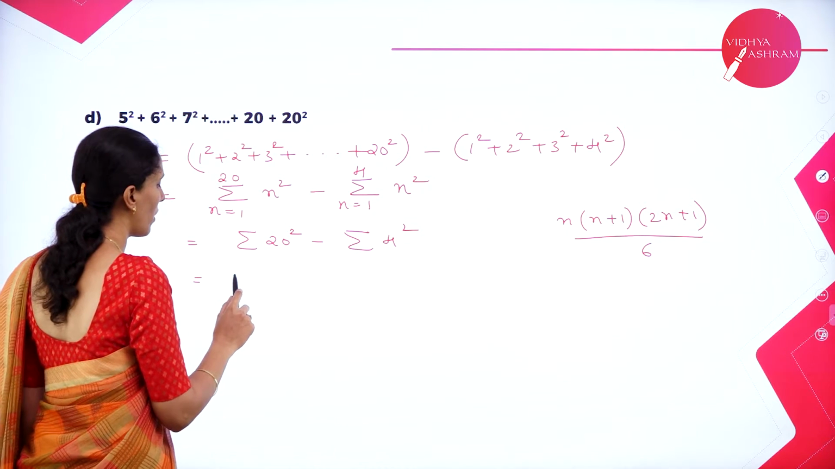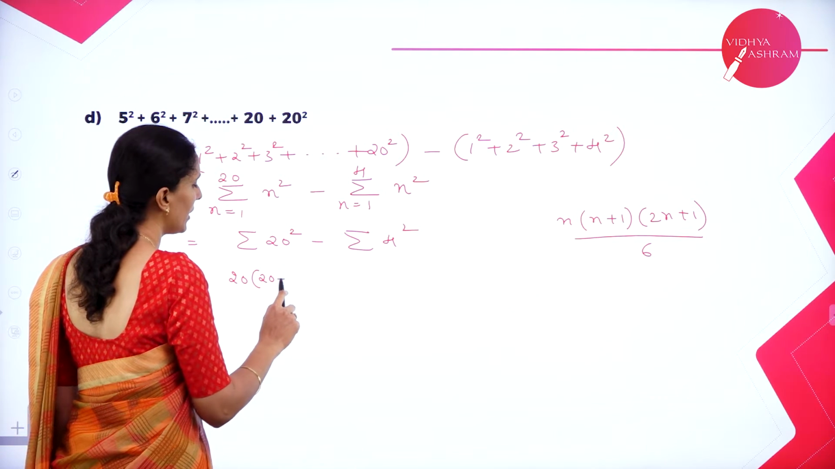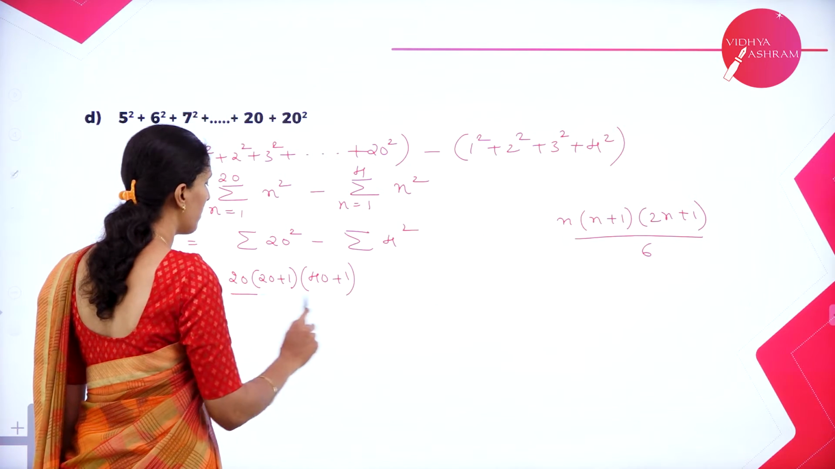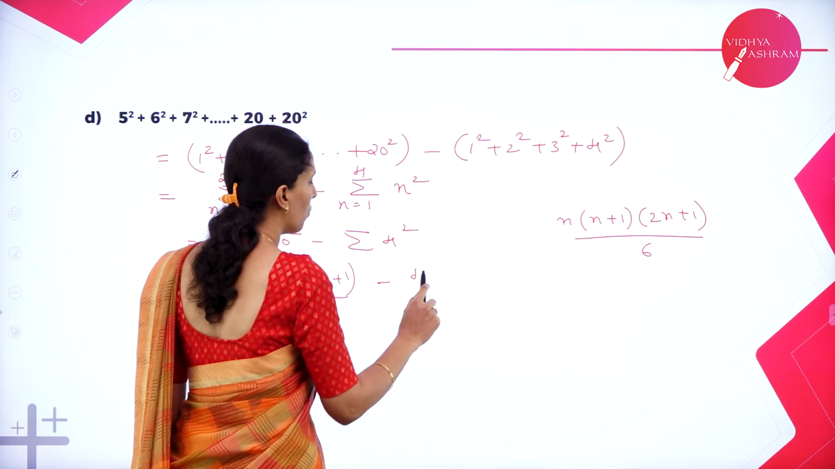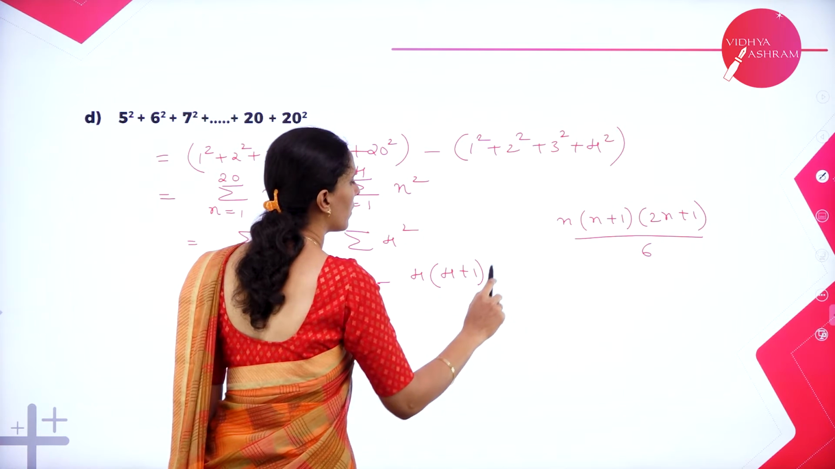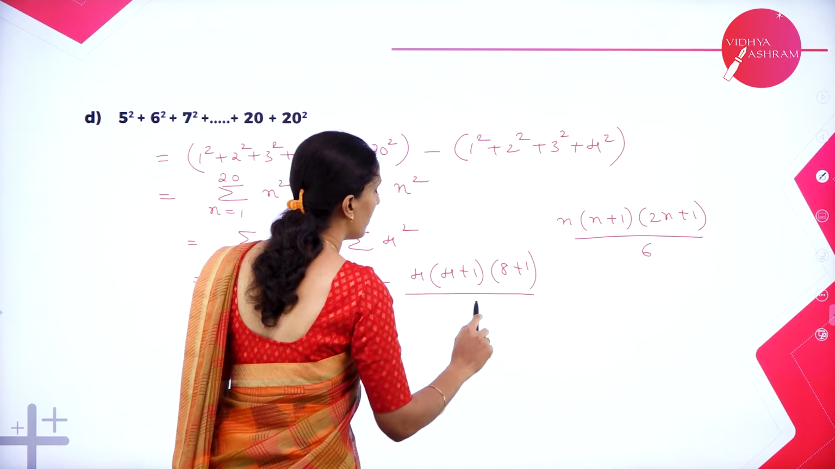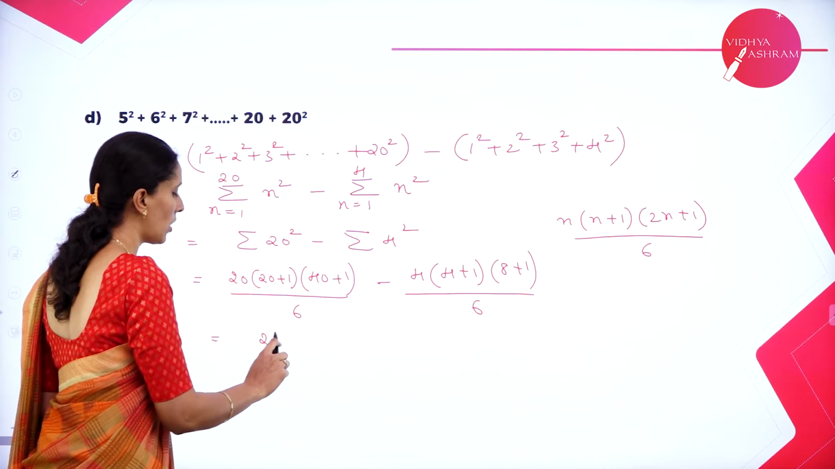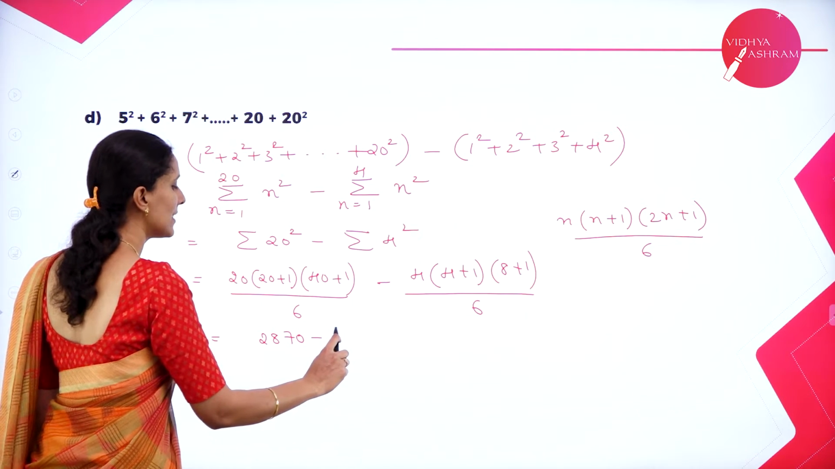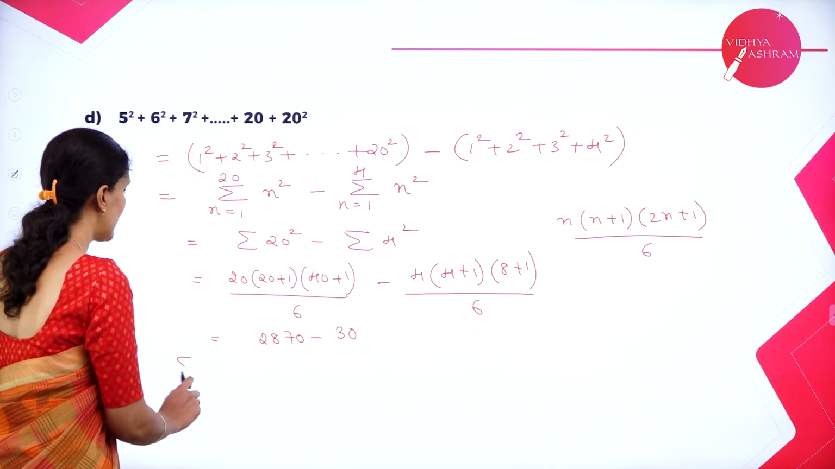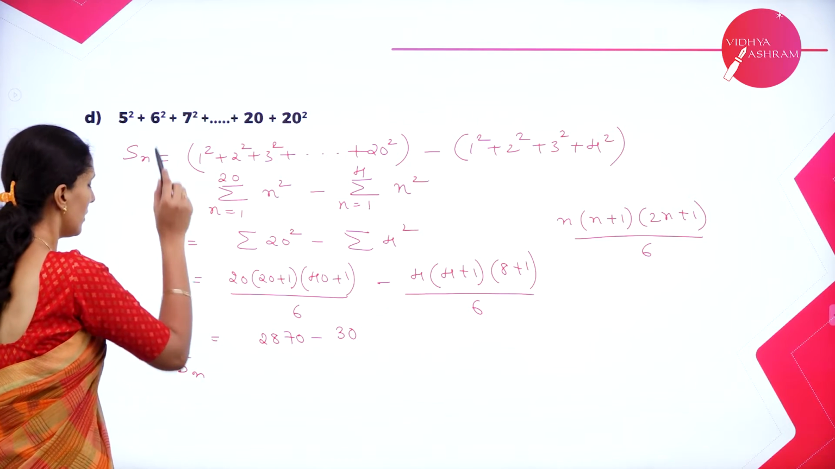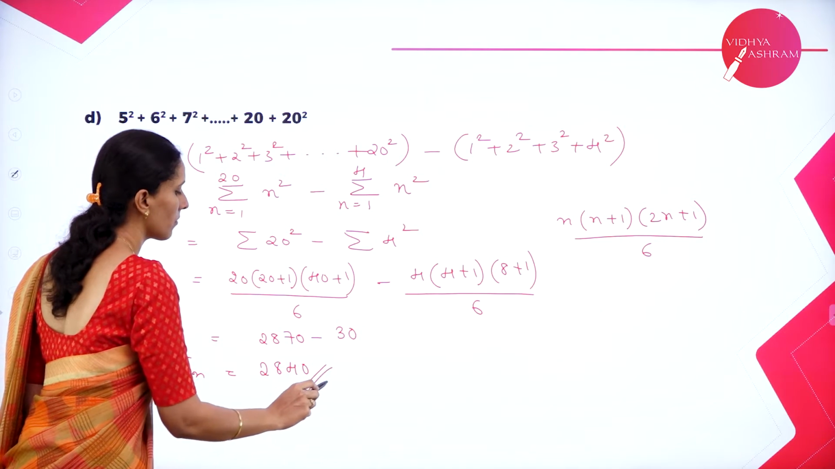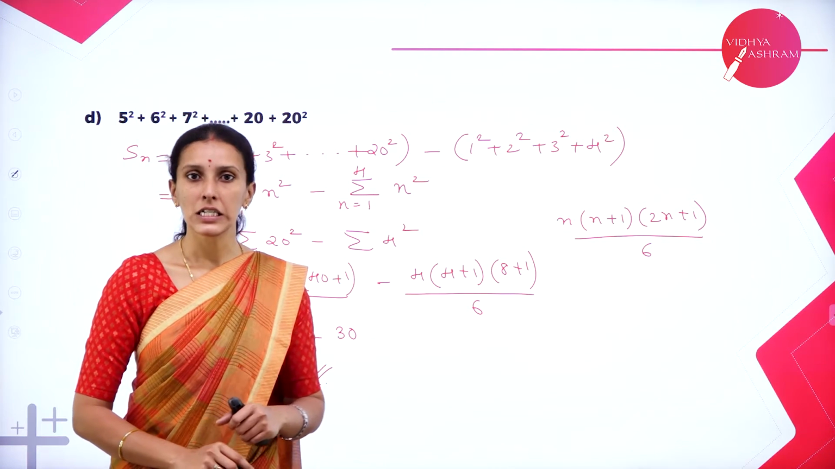So summation 20 square means 20 plus 1, 20 into 2 is 40 plus 1 divided by 6. And here we get 4 plus 1, 8 plus 1 divided by 6. So when you multiply this, you will get this as 2870 minus 30. Therefore, Sn, from here we have doing Sn, you will get this as 2840. So this is the value for the given series.